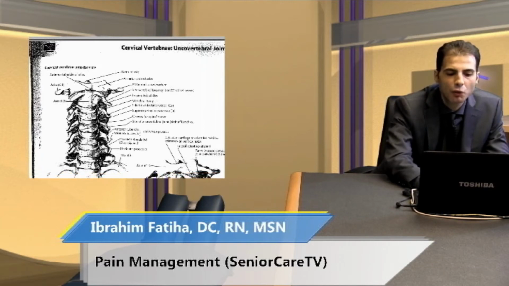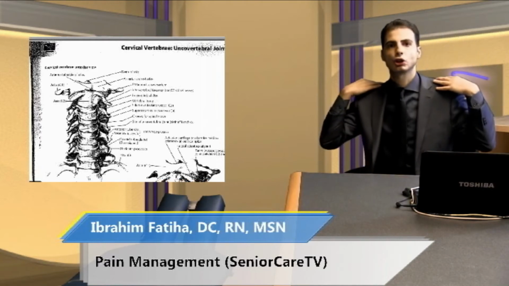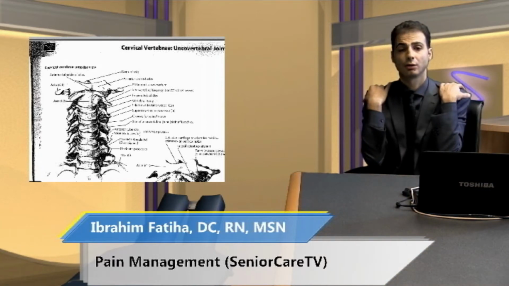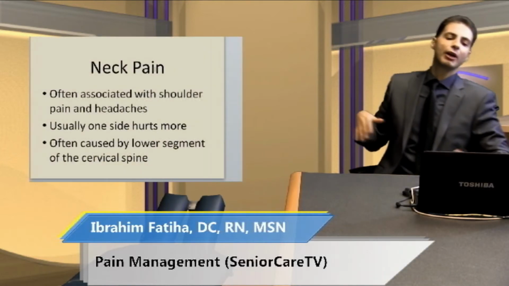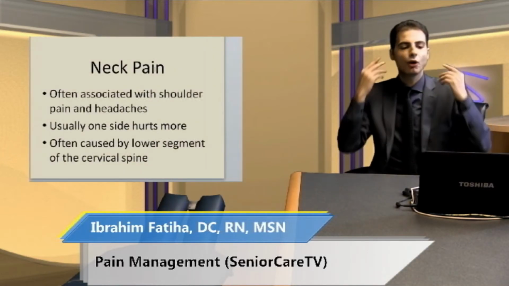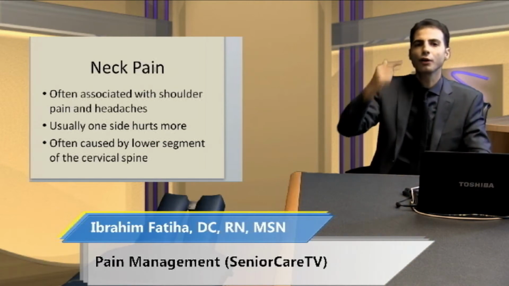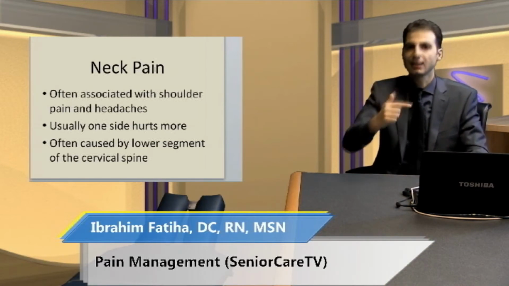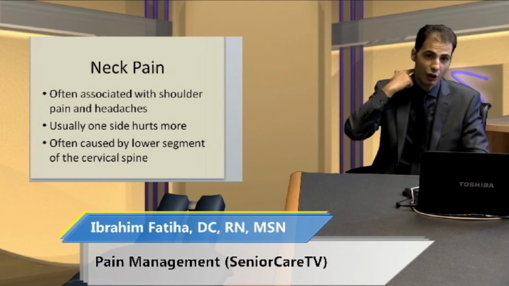Those are the most problematic region that gives the pain and radiates to both shoulders and upper back. Okay? Right over here. So it's usually caused by the lower segment of the cervical spine, from the 4th, 5th, 6th, and 7th. Right over here and going down.